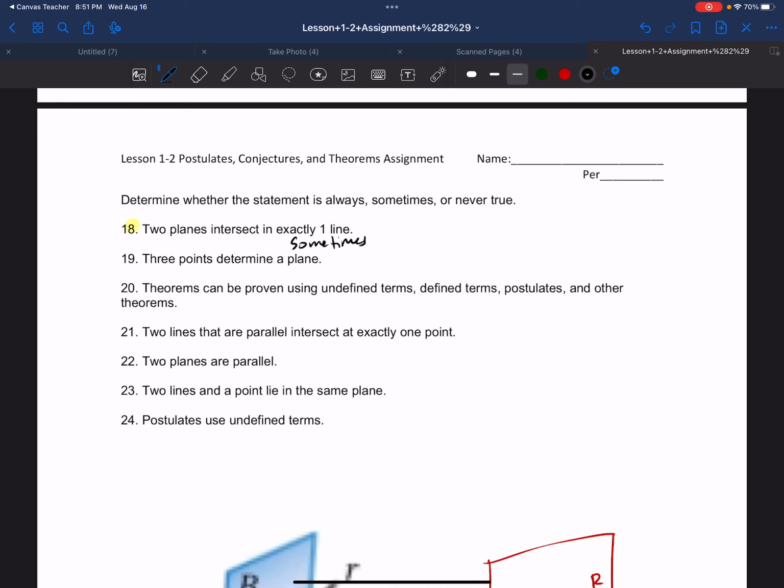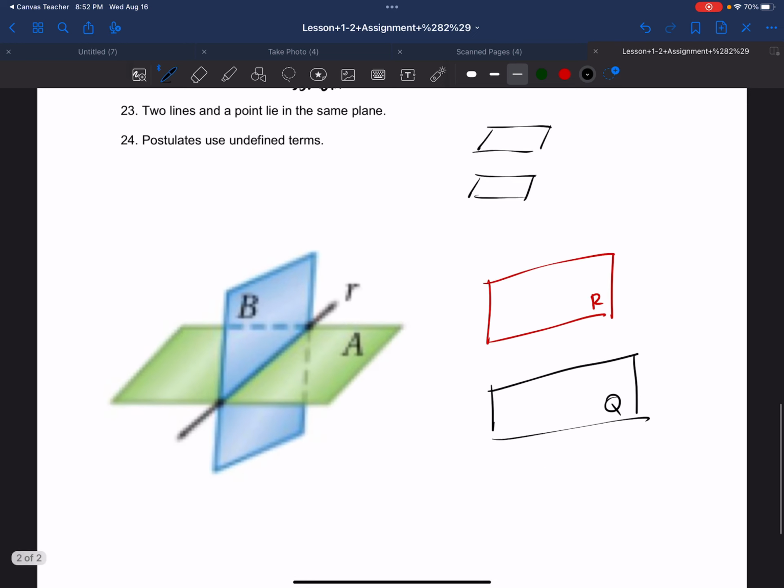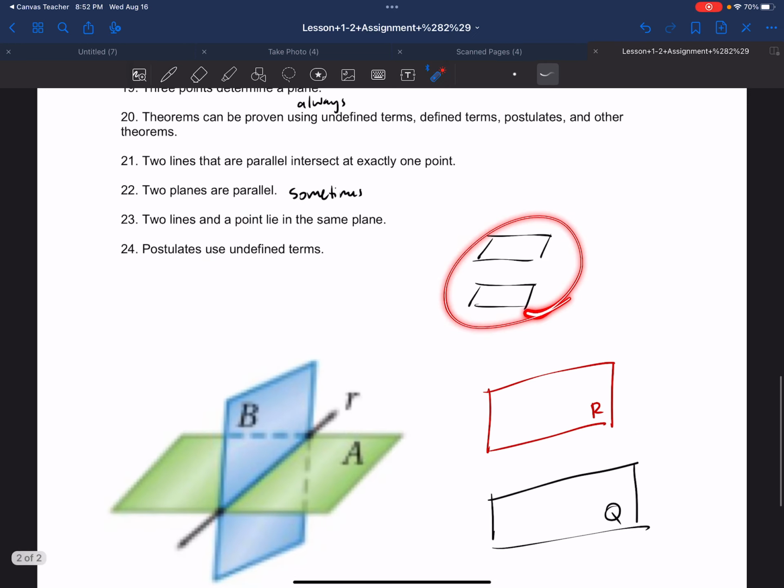Three points determine a plane. That is absolutely correct. So that is always. You need 3 points to name a plane. Let's see. Is there something else I want to go ahead and do? Two planes are parallel. Are 2 planes always parallel? Sometimes. You can have parallel planes that look like this. These are parallel. But remember, I can give a counterexample to that, which is this. So sometimes.